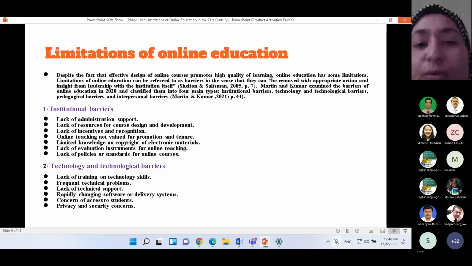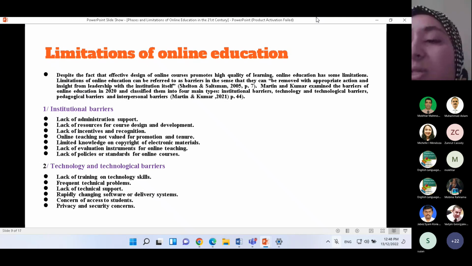Yes, and despite the fact that effective design of online courses promotes high quality of learning, it has some limitations which can be referred to as barriers, in the sense that they can be removed with appropriate action and insight from leadership within the institution itself. Martin and Kumar in 2020 examined the barriers of online education and classified them into 4 main types, namely institutional barriers, technology and technological barriers, pedagogical barriers, and interpersonal barriers.